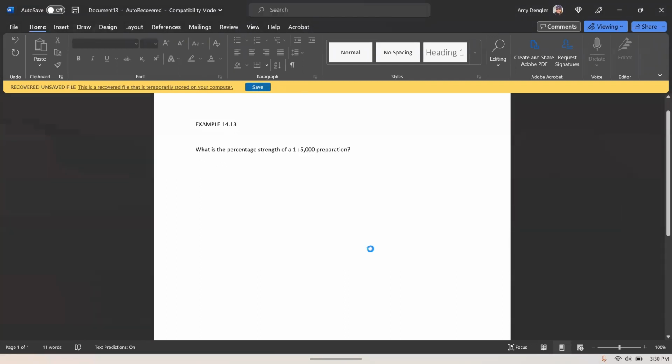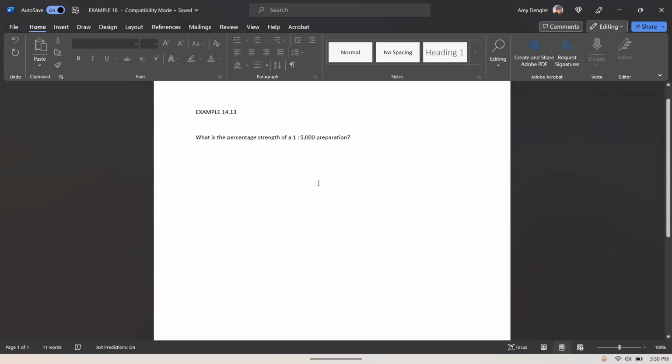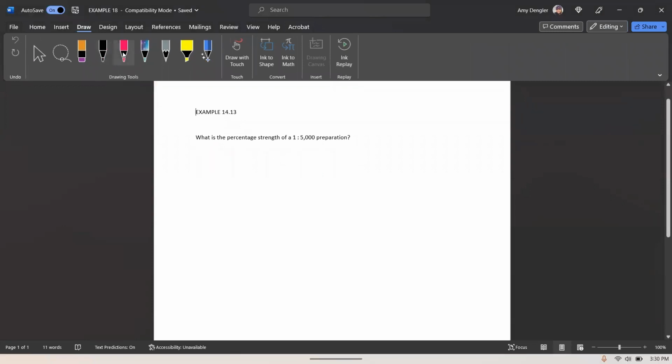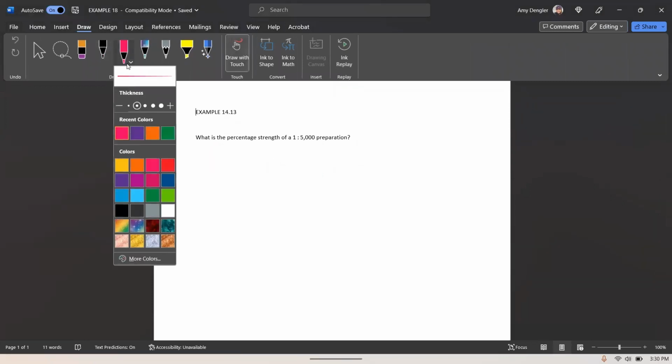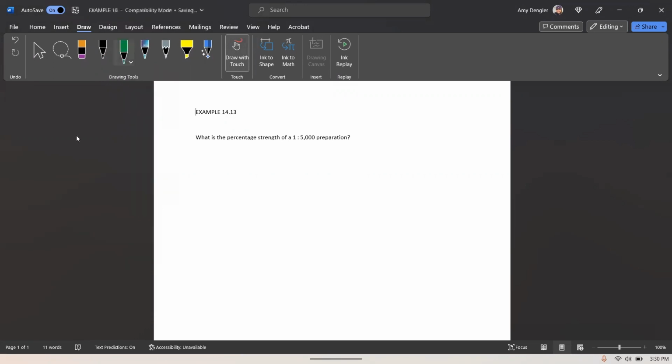Example 14.3. What is the percent strength of a 1 to 5,000 preparation? So this is what sometimes throws students off, because they're like, wait, all the other ones told me what to do. So this one's not telling you what to do. But whenever it asks for percent strength, it's always got to be out of 100, because that's the highest a percent can go. So we have on this side 1 gram over 5,000 ml. At this point, it wouldn't matter if I did 1 gram over 5,000 grams, because we're just taking that top number off of this side to find out the percent strength.